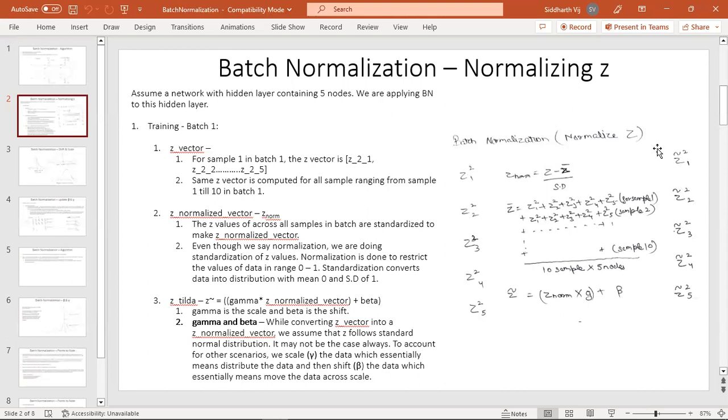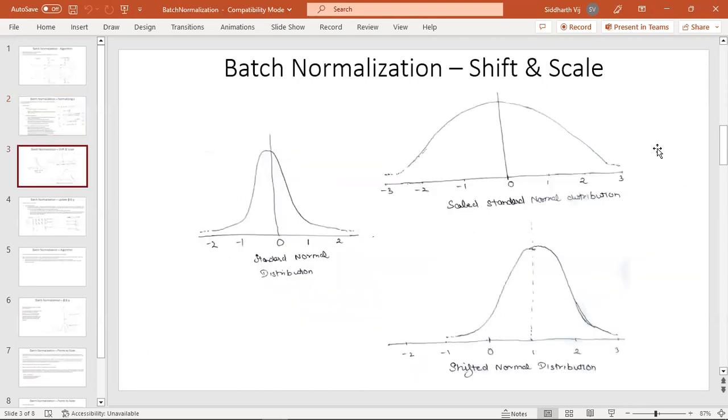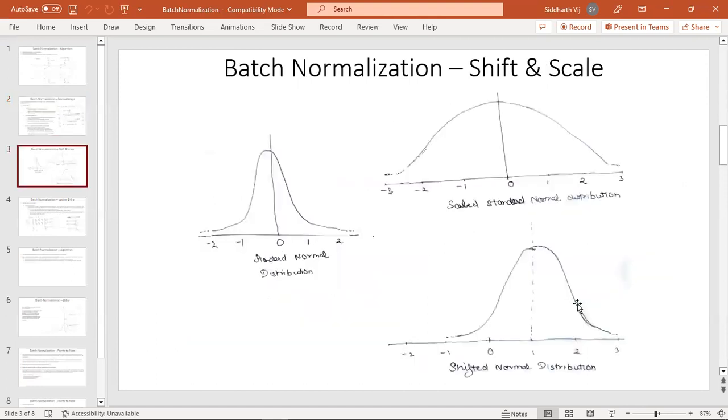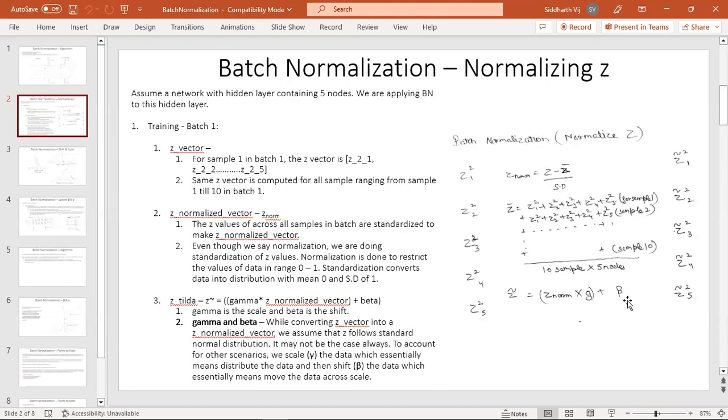You converted it by normalizing the Z values, then multiplying it with gamma, and then adding a shift operator to it, which is called beta. Now we need to understand what is shift and what is scale. In the formula of z tilde, we are multiplying the normalized z value with gamma. That means we are scaling it. And when we are adding a value beta, that means we are shifting the distribution of data.